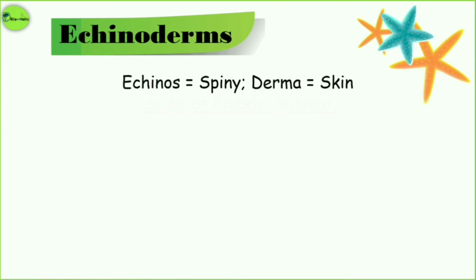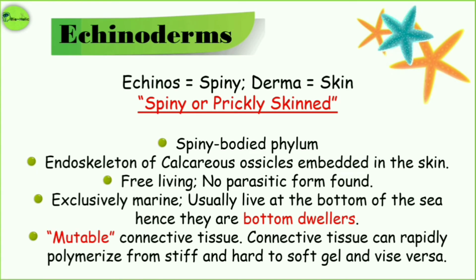So the Echinodermata are one of the most beautiful sea creatures, and Echinodermata literally means spiny or prickly skinned, because this term comes from two Greek words. One is echinos, which means spiny, and the other one is derma, which means skin. So it literally means spiny or prickly skinned. And the animals of this phylum are spiny bodied, as I have mentioned.